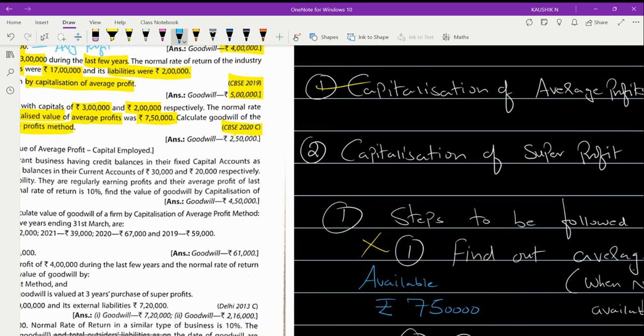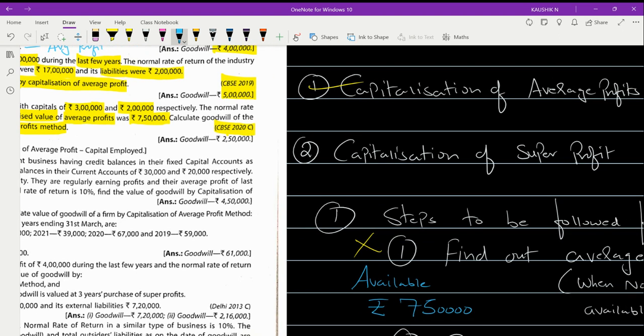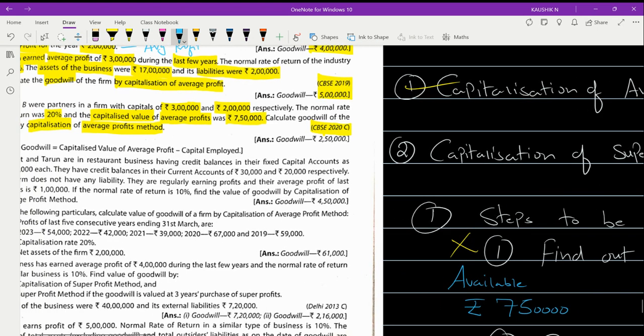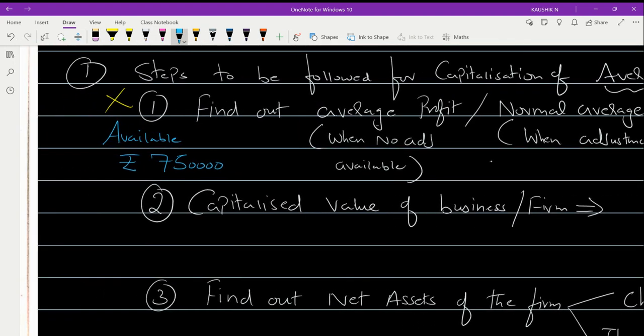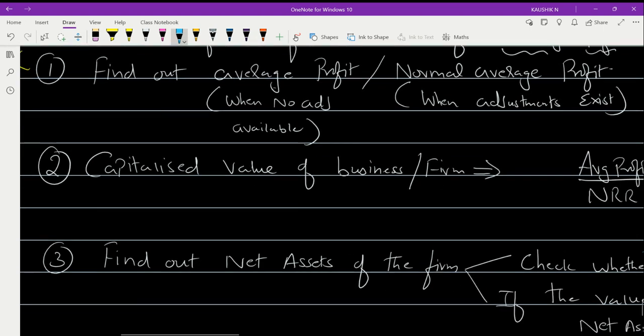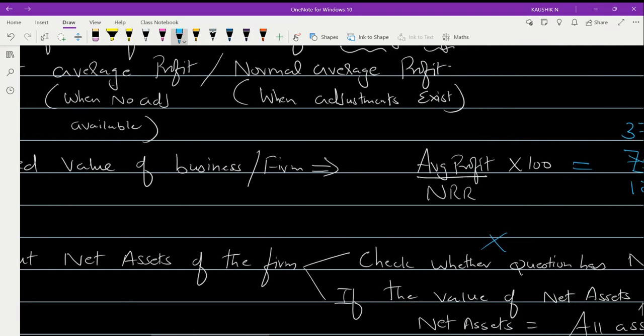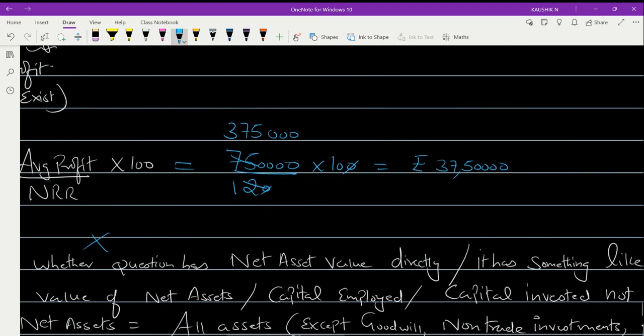I'm sorry, I made one terrible mistake. Here, they have given you the capitalized value of average profit. It is not average profit, it is a capitalized value of average profit. So that means they have given you step number 2 directly. You need not find it. Rupees 7,50,000 is not your average profit. Instead, they are giving you the capitalized value of the business itself. So that value is rupees 7,50,000.